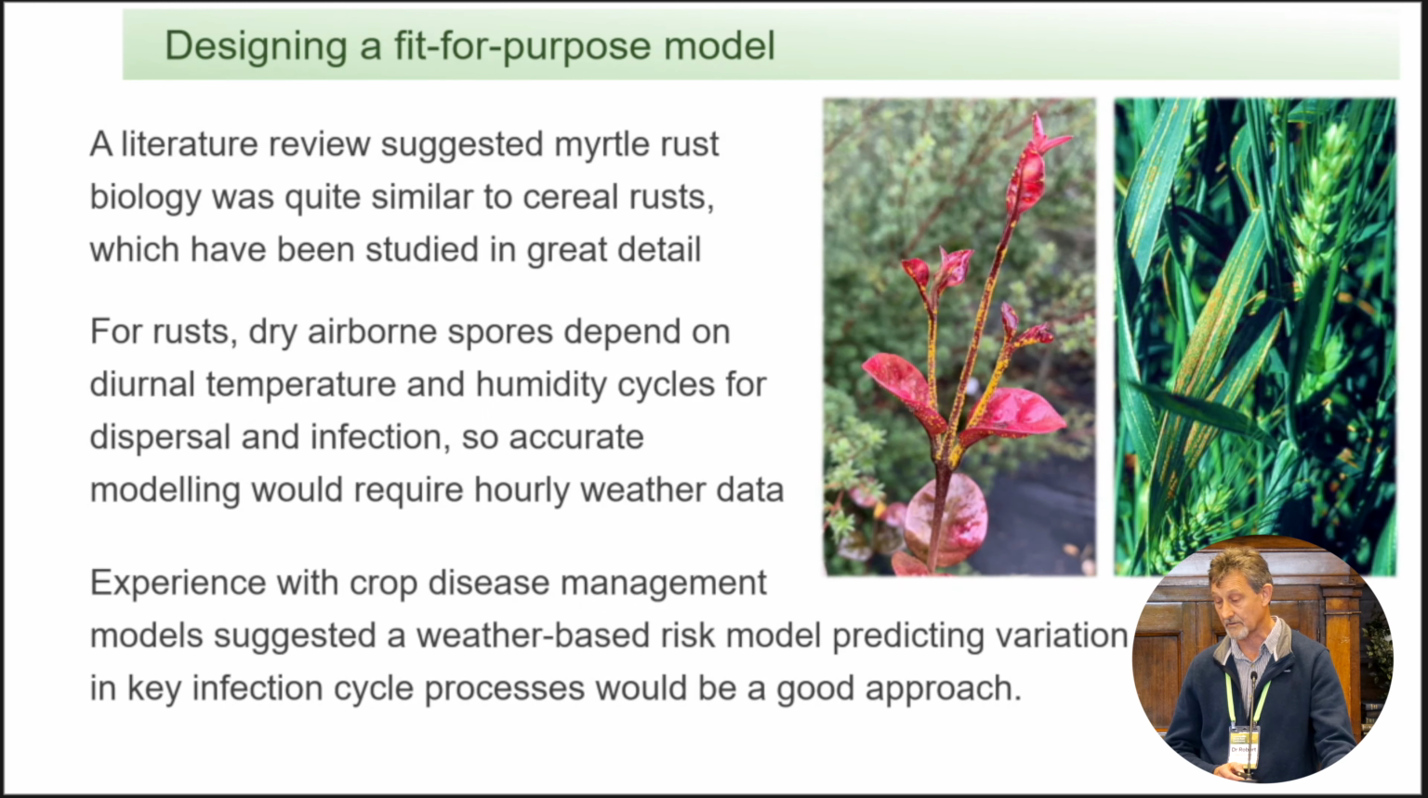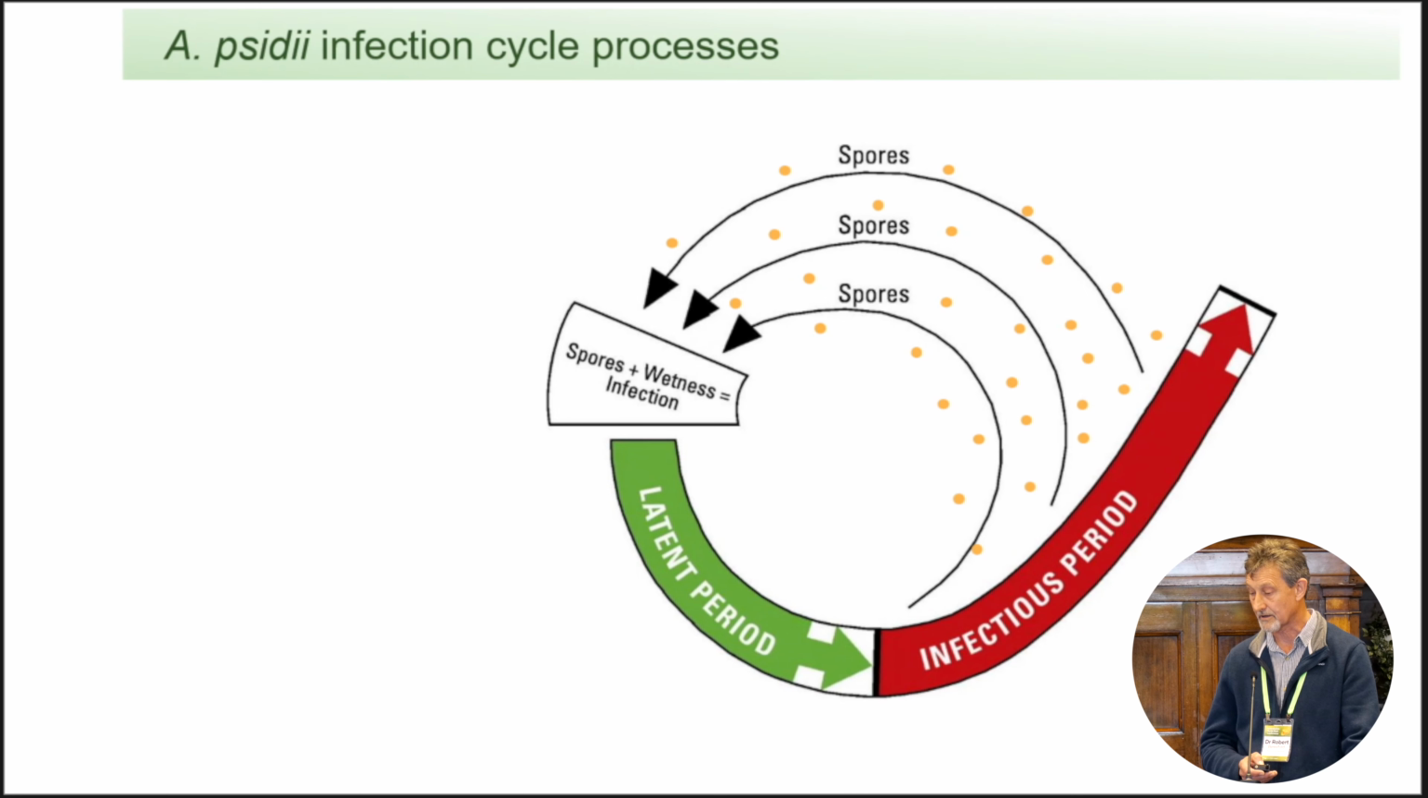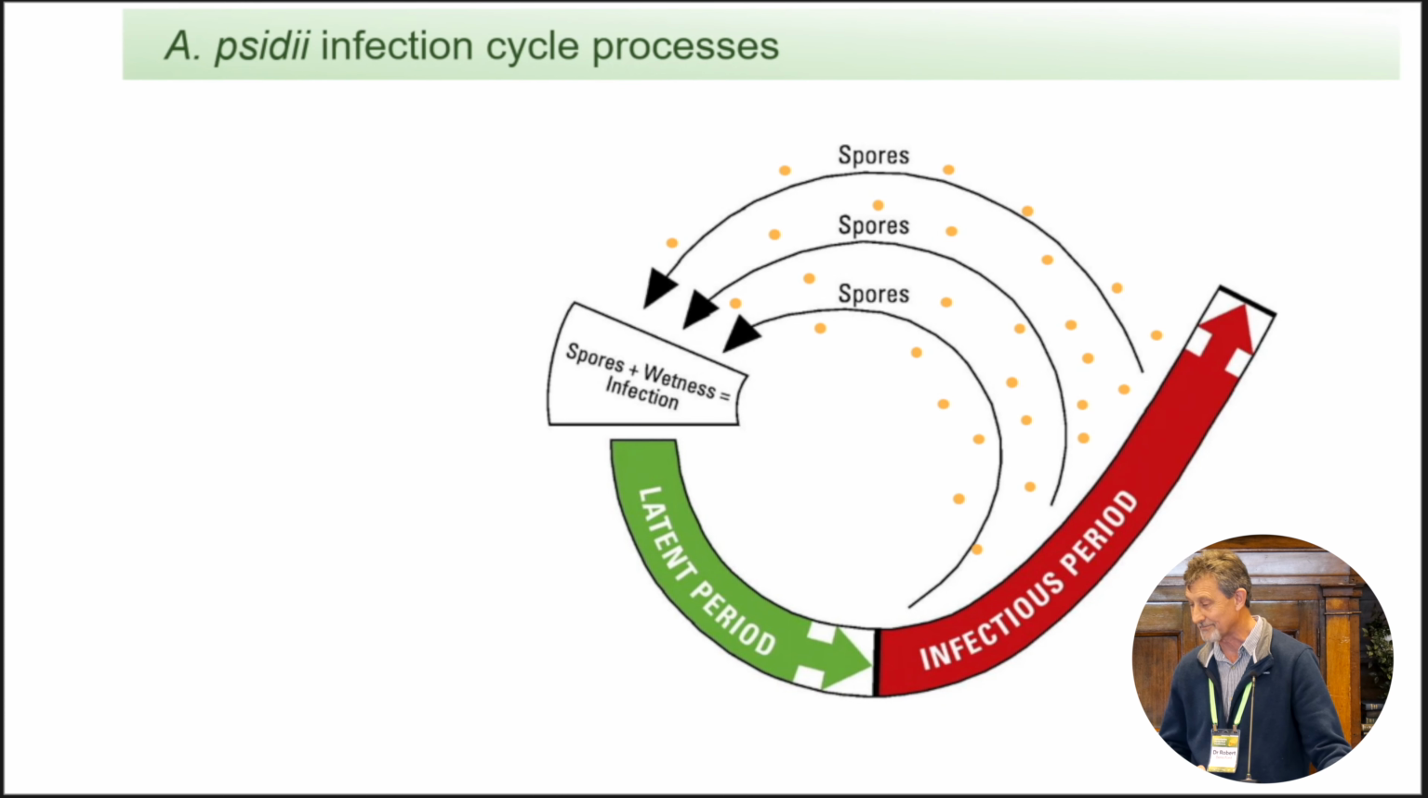So experience that I've had over the years with crop disease management models suggested that a weather-based risk model predicting variation in key infection cycle processes would probably be a good approach to use. This is a rust infection cycle diagram. I actually originally drew this in about 1982, shortly after you guys here sent us stripe rust. And I'm quite pleased that actually now that you've sent us myrtle rust, it's still quite an appropriate diagram or model to use.